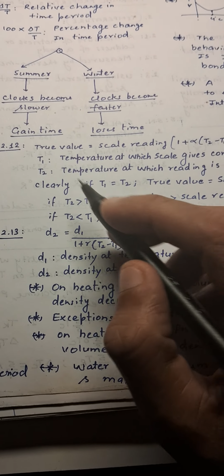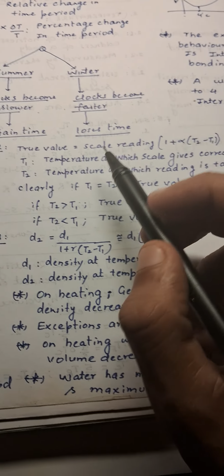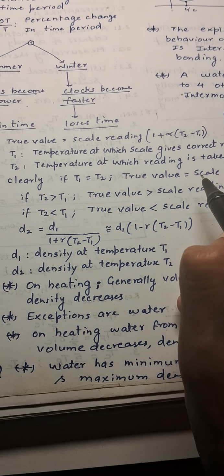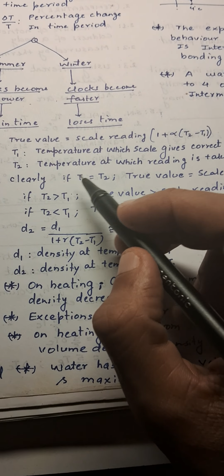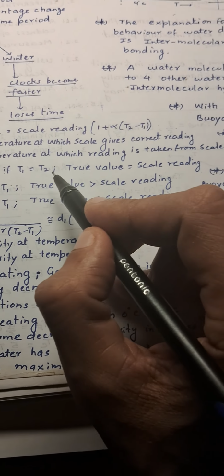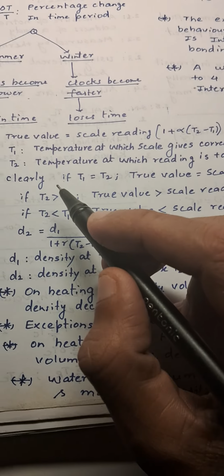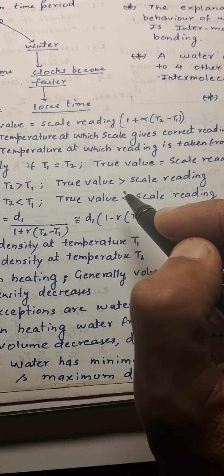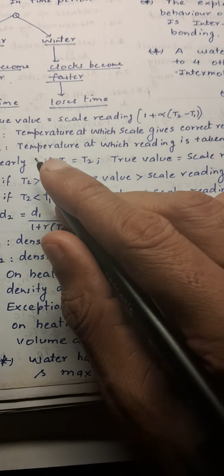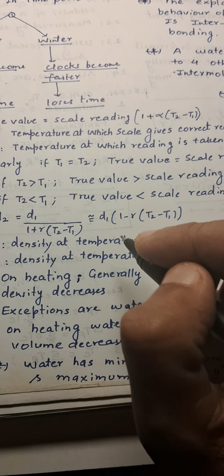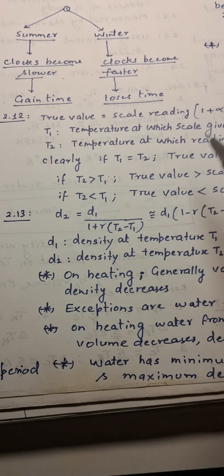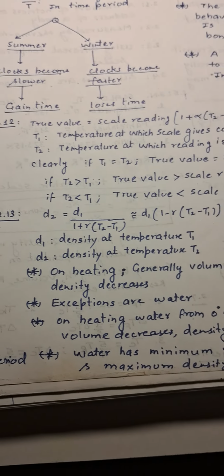There is another relation between true reading and scale reading. The relation is that true value is equal to scale reading times 1 plus alpha into T2 minus T1. So there are three cases. If T1 is equal to T2, true value is equal to the scale reading. Second case, if T2 is greater than T1, true value is greater than scale reading. In case 3, if T2 is less than T1, true value is less than the scale reading. So this analogy we can draw from these relations.